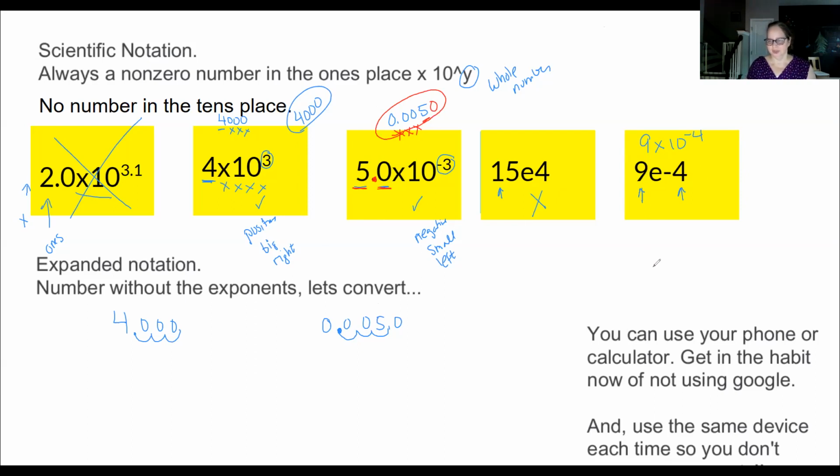9e to the negative 4. Negative exponent, so we're making it smaller, so we're going to take that decimal place to the left. 1, 2, 3, 4. 0.0009. Often in chemistry we'll even write it like this, but to make your math teacher happy, put that there. These are all leading zeros. They are not significant. So we only have 1 sig fig, and we only have 1 sig fig here, because even though there's not an x, we don't count any of those sig figs that are placeholders. So that's how you go from scientific to expanded.